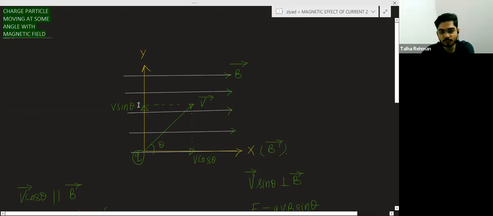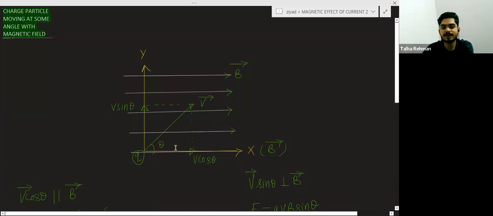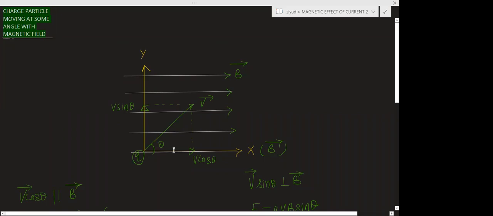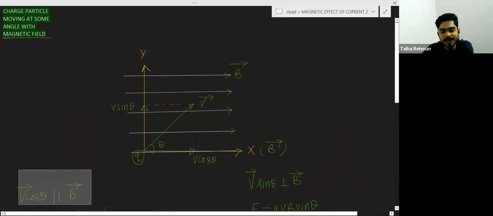Now we have to analyze the motion along the x-axis and the motion along the y-axis. Now you can remove this vector because there is now no v vector. We have just split this v vector along the x-axis and along the y-axis. So there are two components now. One is v cos theta, another is v sin theta. v cos theta is parallel to the magnetic field because the direction of v cos theta and the magnetic field are the same.